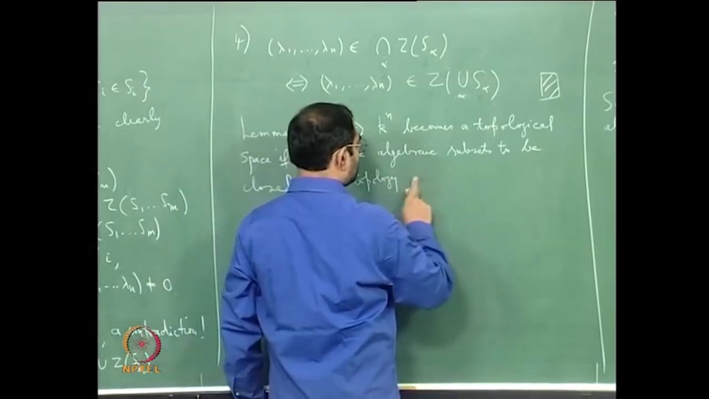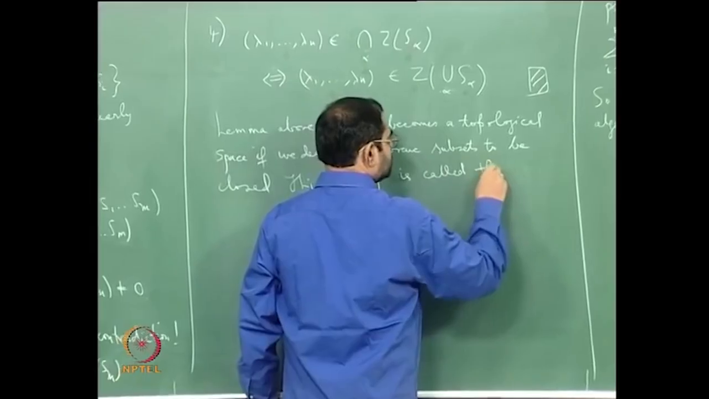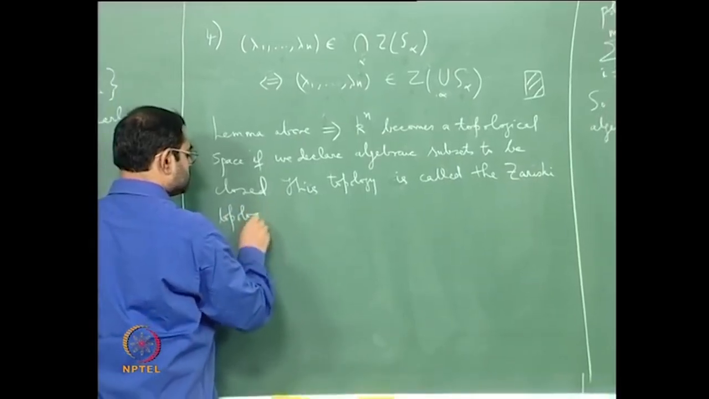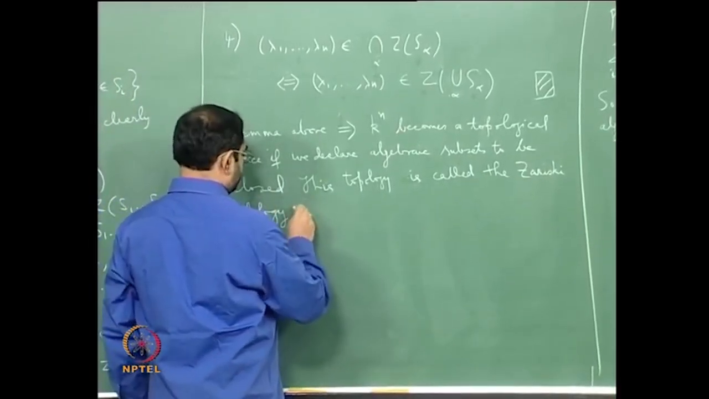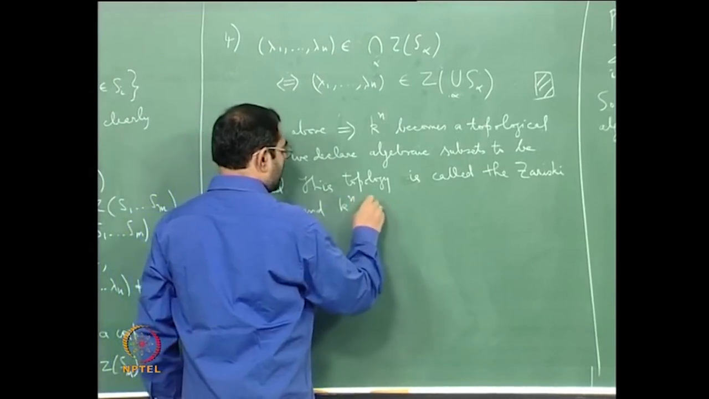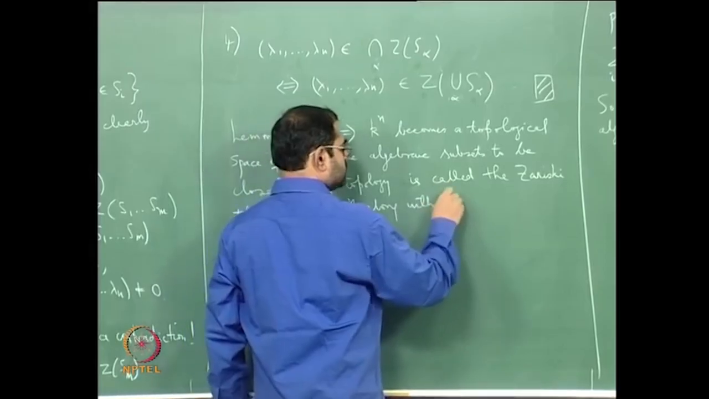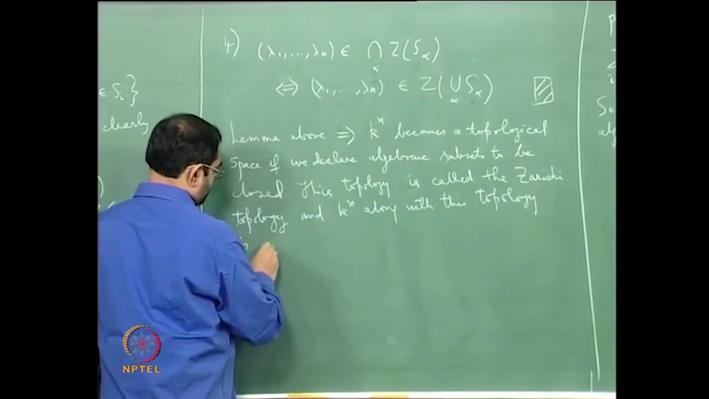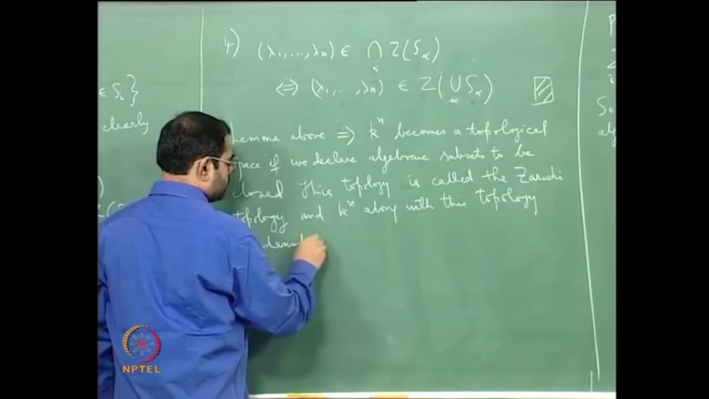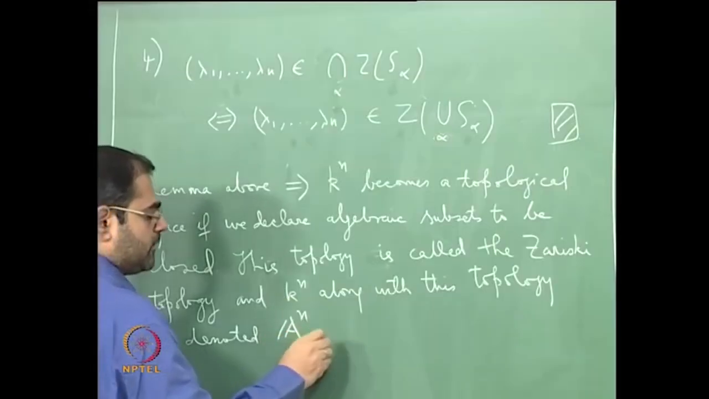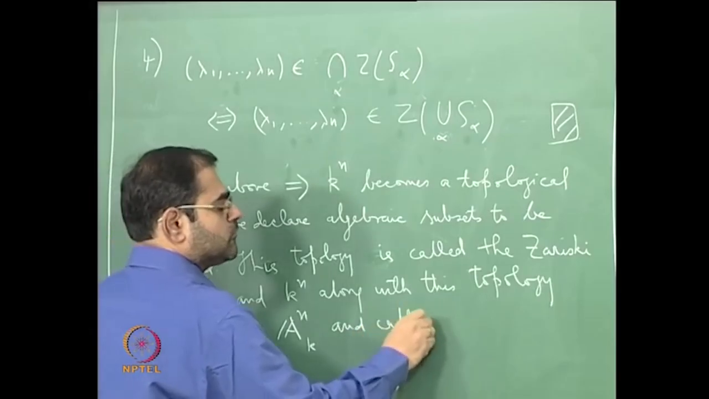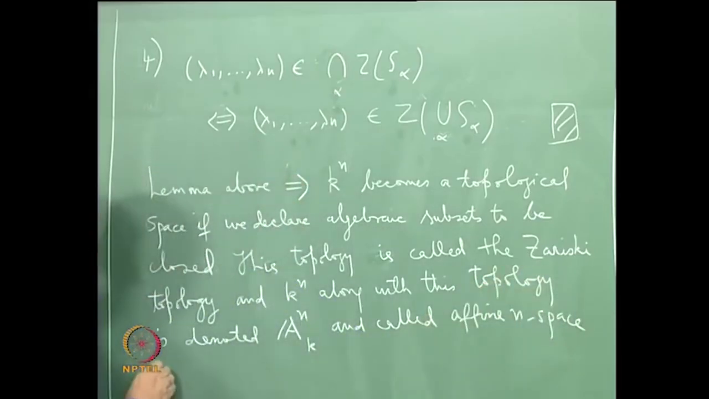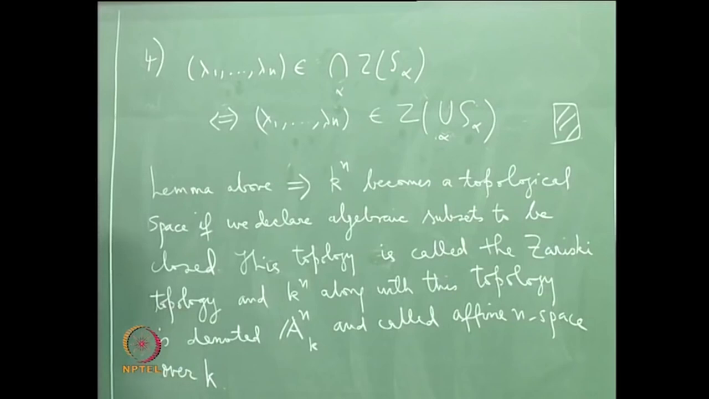This topology is called the Zariski topology. And K^n along with this topology is denoted A^n_k and called affine n-space over k. Okay.